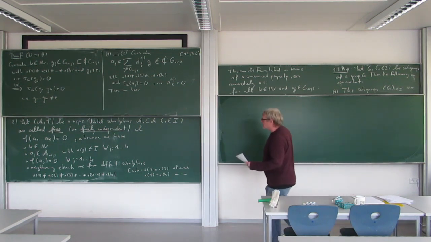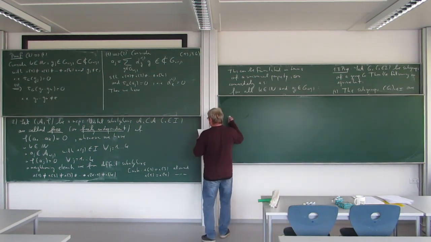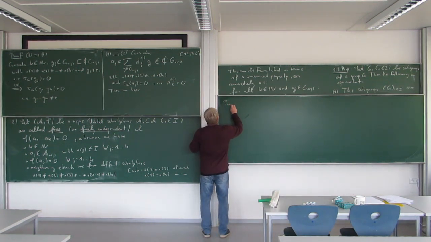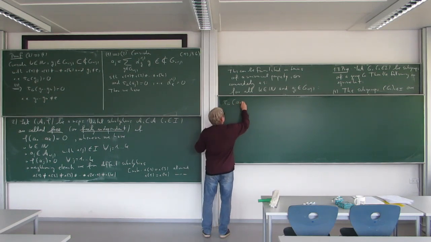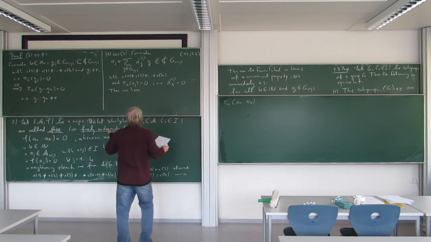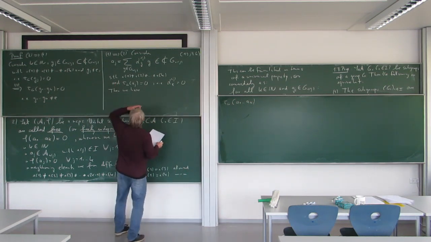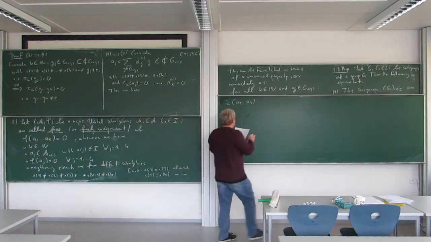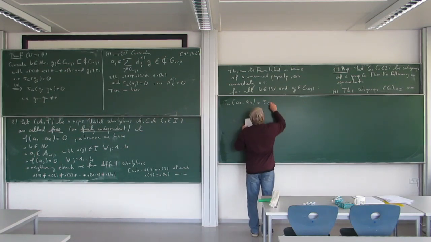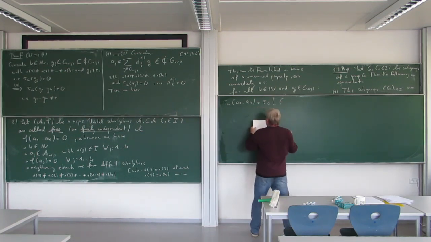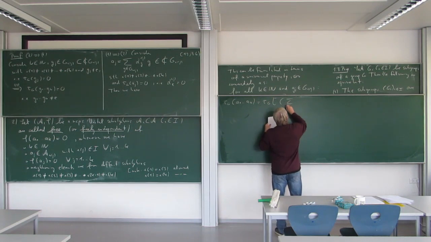So I have to calculate here tau G of a1 up to ak, and I'm just plugging in. Each aj is this linear combination. So I have here tau G of, so a1 is the sum of g1 from the group Gi1.